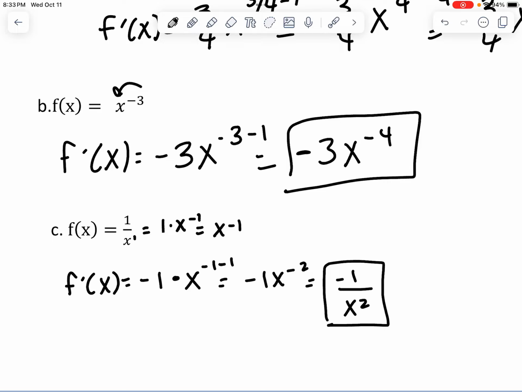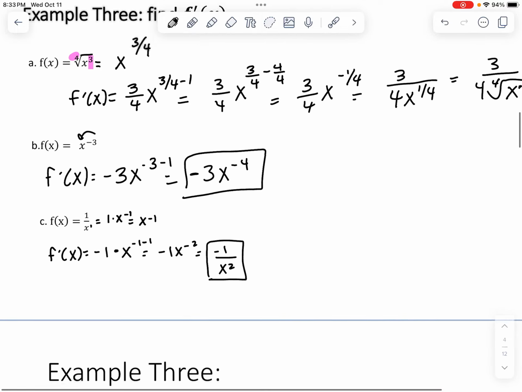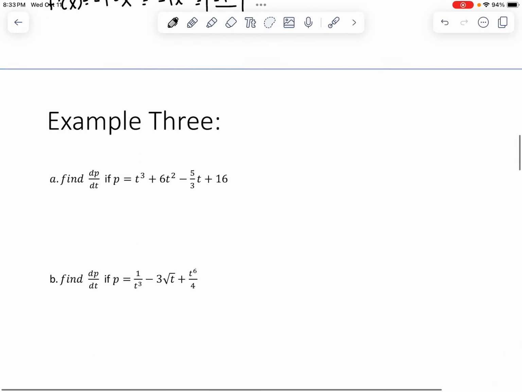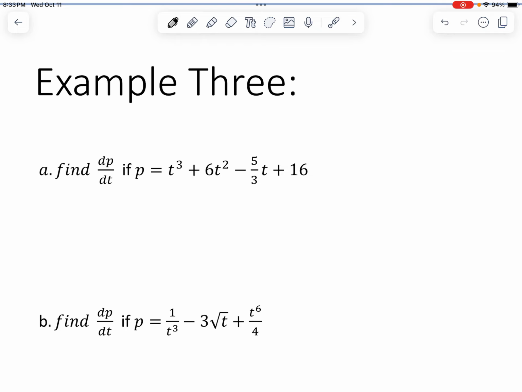We're going to go on to some, not necessarily more complicated problems, but some problems that have more than one term in the equation. So for example, this one has more than one term. It says find dp/dt, which means find the derivative of p with respect to t. We have 4 terms here: t cubed, 6t squared, -5/3 t, and 16. I'm just going to go down the row, find the derivative of each separately, and then combine them.